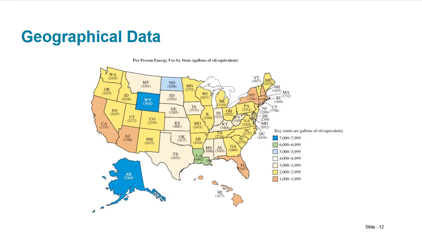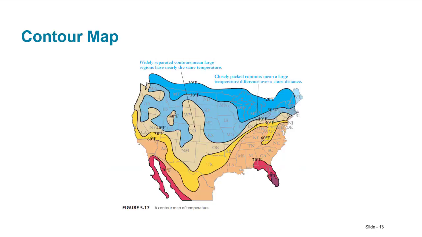Then we've got graphs for geographical data. You've got just regular old maps with different colors to represent things. Here it's per person energy use by state, so like gallons of oil equivalent, and you can see that the bluer colors are using more per person, and the lighter colors are less per person. But that can be very misleading because states like Wyoming and Alaska don't have a lot of people, whereas California and the Eastern Seaboard have a lot of people. So even though this is a low level of energy per person, these states are probably using a lot of energy, right? So it all depends on how you want to look at the data.